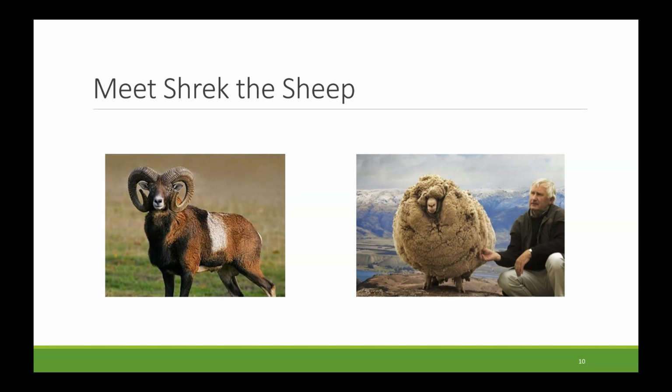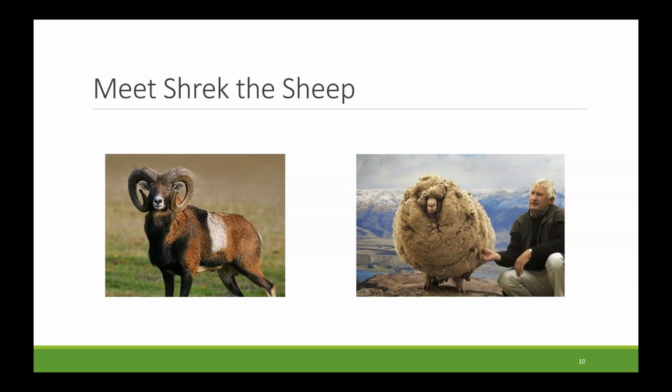Mouflons are a species of wild sheep that currently live in Europe and the Middle East. But based on similarities in their chromosomes, the mouflon is believed to be the closest living wild cousin of domestic sheep. And so the mouflon probably very closely resembles what the wild ancestors of sheep looked like.